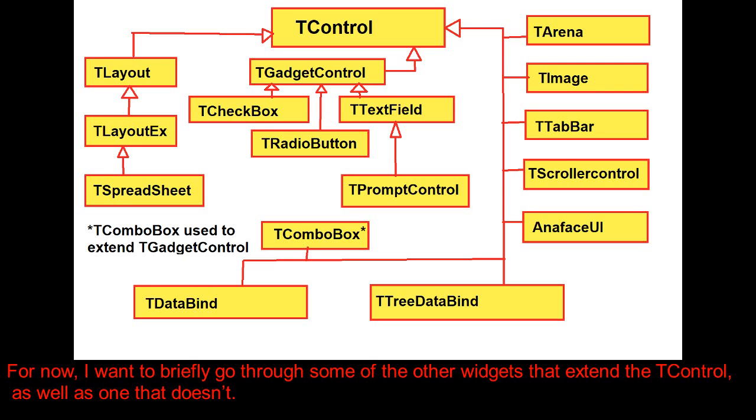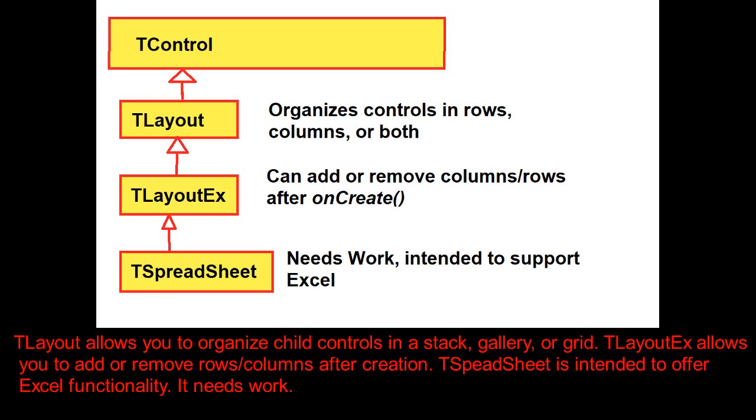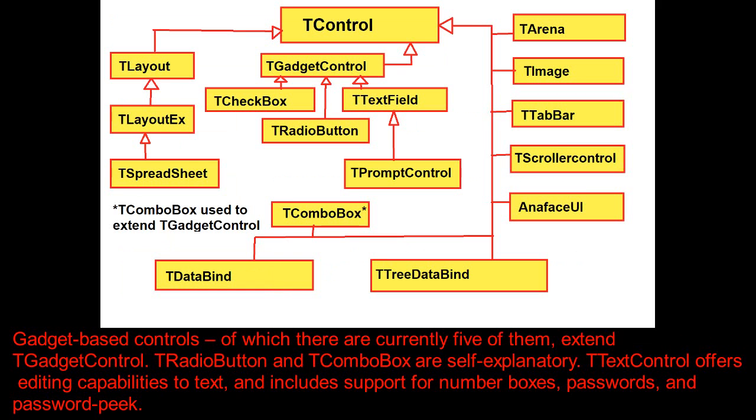For now, I want to briefly go over some of the other widgets that extend the TControl, as well as one that doesn't. TLayout allows you to organize child controls in a stack, gallery, or grid. TLayoutX allows you to add or remove rows after creation. TSpreadsheet is intended to offer Excel functionality. It needs work. Gadget-based controls, of which there are currently 5 of them, extend TGadgetControl.